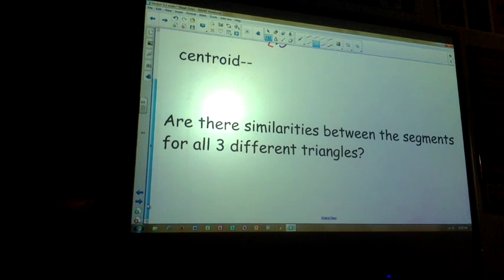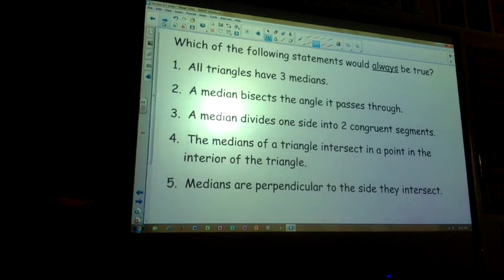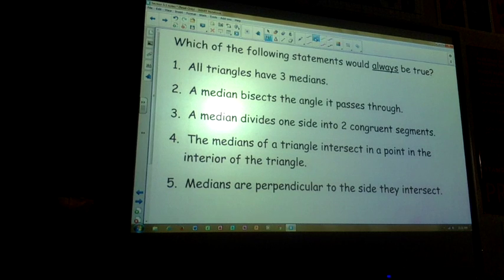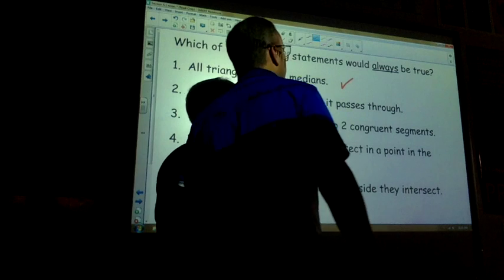There are similarities between the segments for all three different triangles. So I guess we're talking about three different triangles related to the legs. Okay. Which of these following statements would always be true? All triangles have three medians. I can cut each side in half, yes? So that would be true.